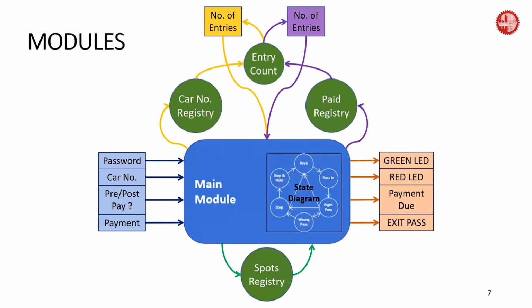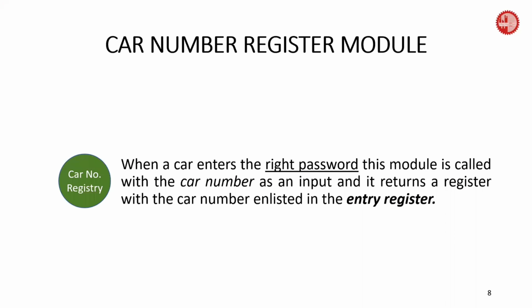To perform this task in order, we declared several modules to distribute the task. The modules are as follows. Car number register module: when a car enters the right password, this module is called with the car number as an input and it returns the register with the car number enlisted in the entry register.